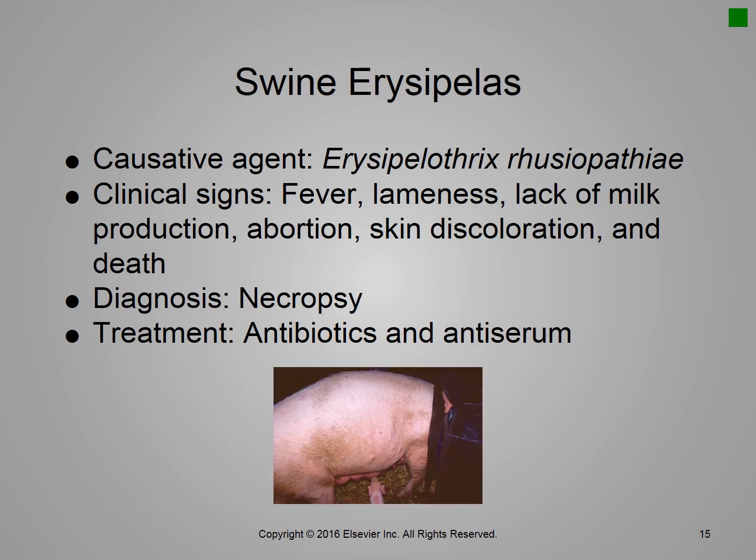Erysipelas, often referred to as diamond skin disease, swine erysipelas, caused by Erysipelothrix rhusiopathiae. And they're going to have fever, lameness, lack of milk production, abortion, skin discolorations, death. Erysipelas is usually diagnosed either, again, clinically or by necropsy or by serological testing.